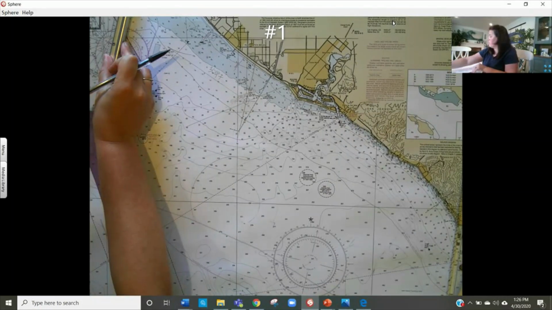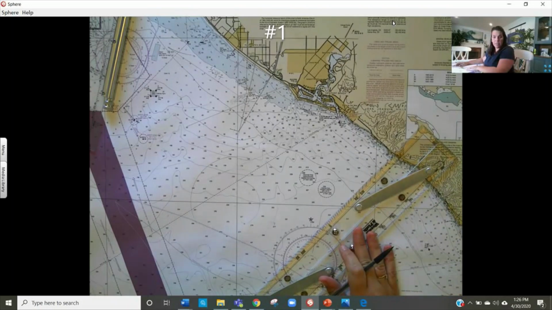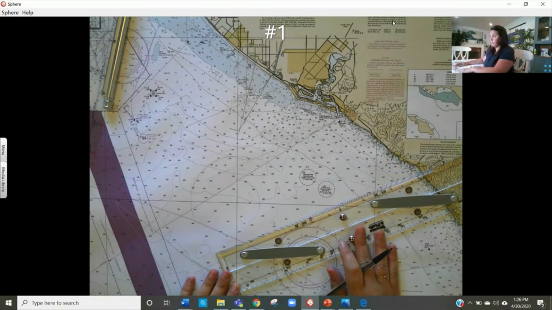Now I will do it with the parallel rulers.